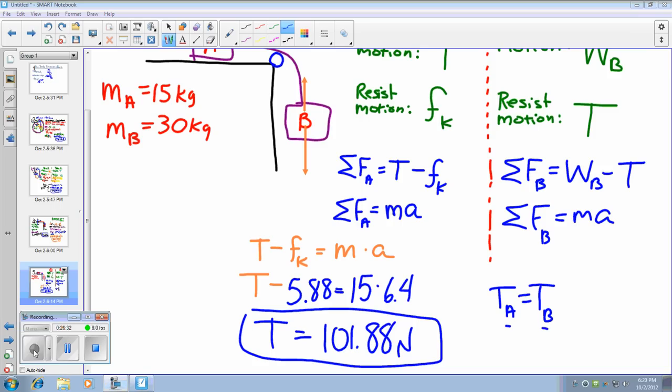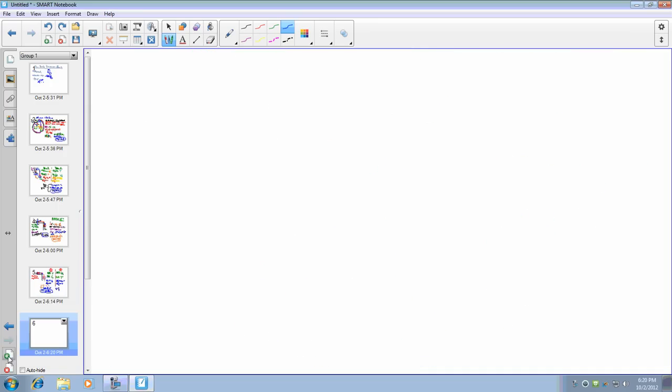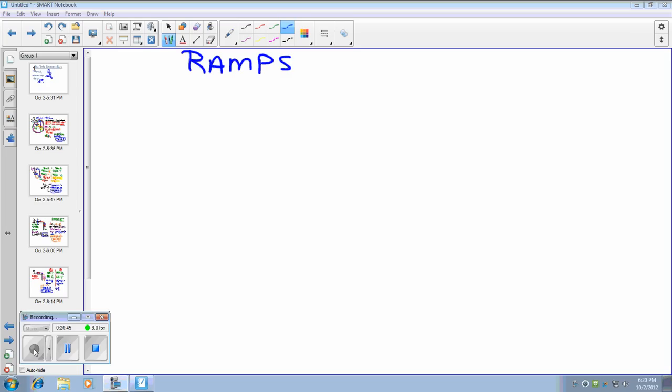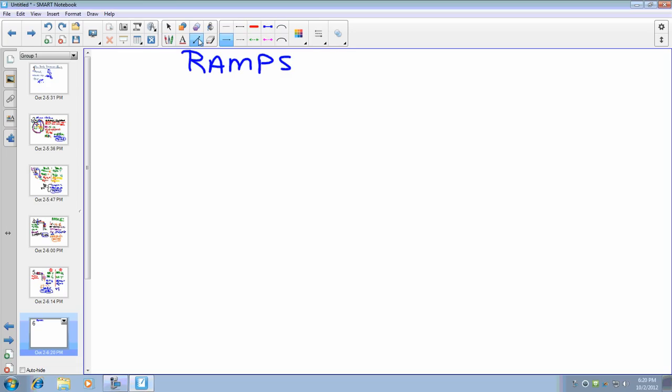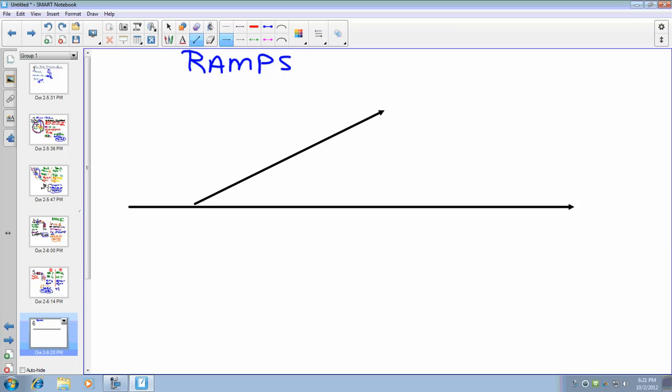All right, the last one I'd like to talk about is ramp or hill type problems. They are the doozies of them all, but they're some of the best problems. So let's pull up a new slide and get ourselves introduced right away. Let's say that I have a ramp here, and here's the ground, but my ramp is going to be up, and it's okay that we have lines with arrows at the end of them.